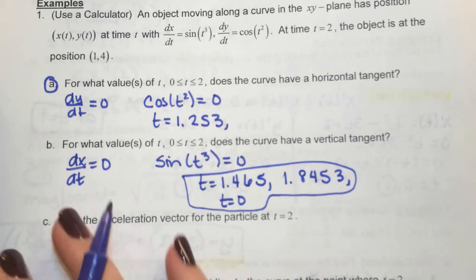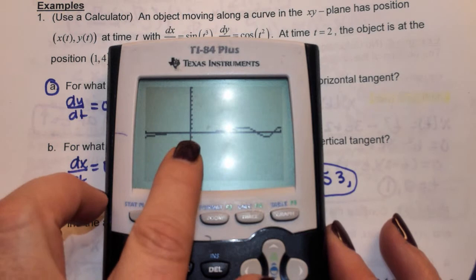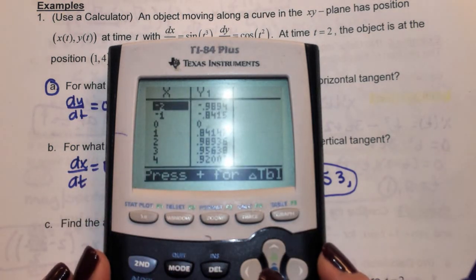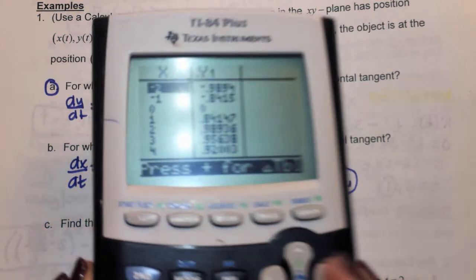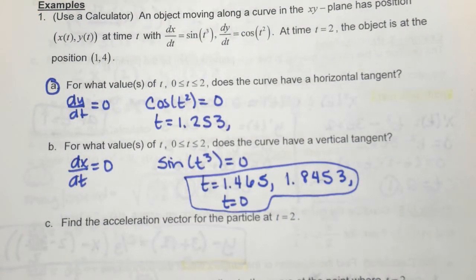So that's why I expanded my window out a little bit further so I could see that it is clearly going through the origin. You could also confirm it from your table. When x is 0, y is equal to 0. So just be careful when you're adjusting those windows using your calculator. So any questions on A or B?